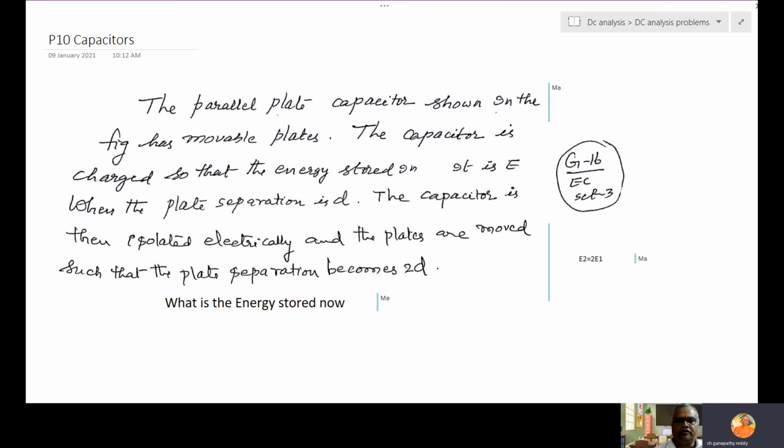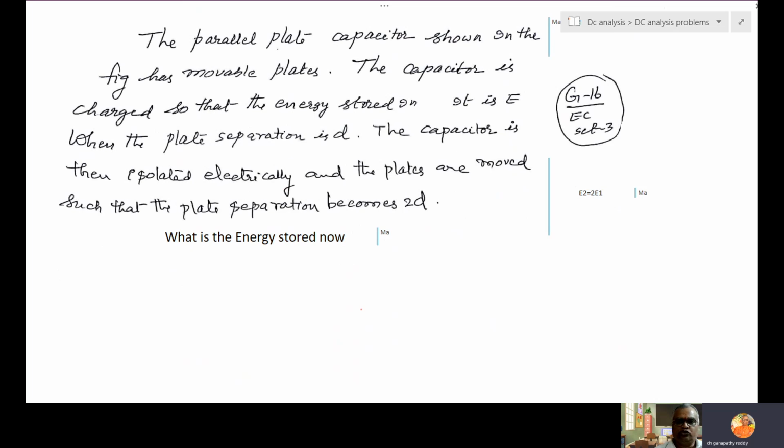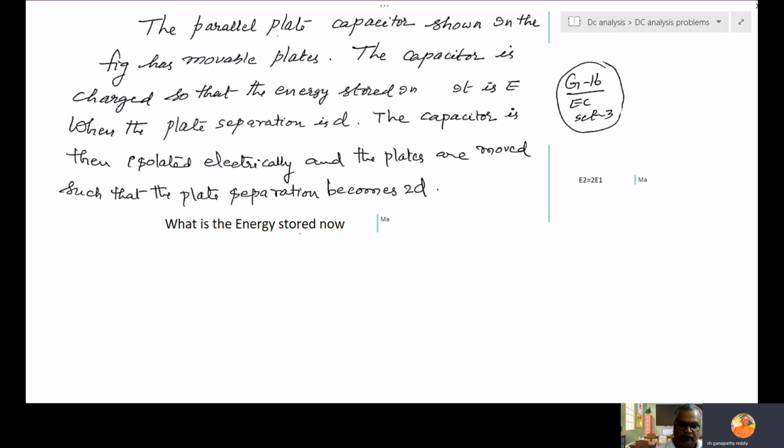The parallel plate capacitor shown in the figure has movable plates. The capacitor is charged so that energy stored in it is E when the plate separation is D. The capacitor is then isolated electrically and plates are moved such that plate separation becomes 2D. What is the energy stored now?